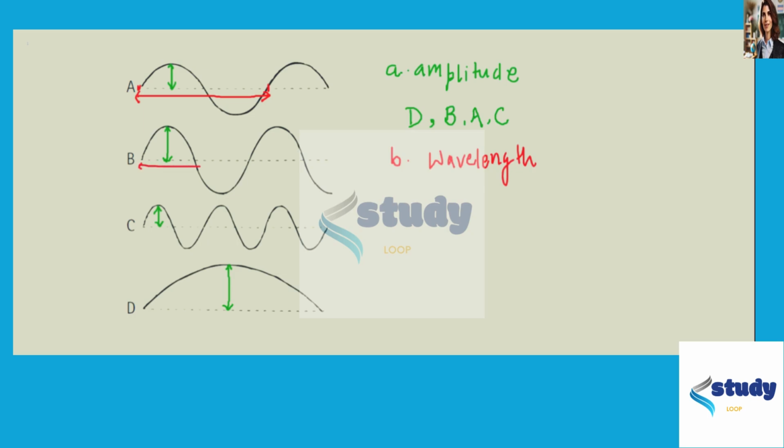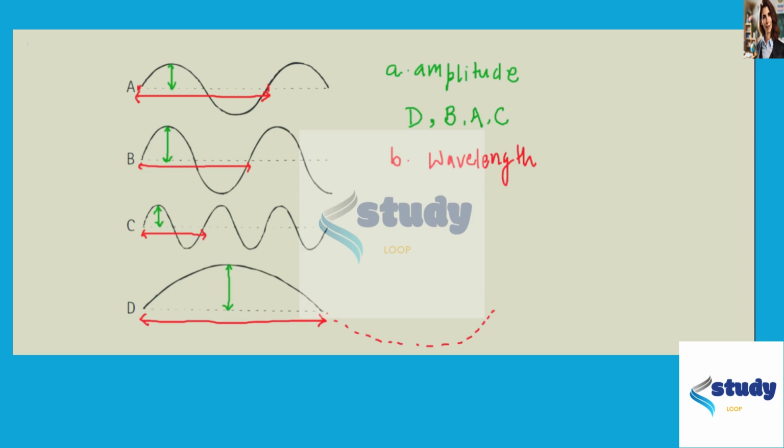For B, this is the wavelength. For C, this is the wavelength. Now for D, what I need to do is either this, so this completes one wave, right? So what I can do is just measure this much and just do 2 times of this, to find out the whole wavelength.